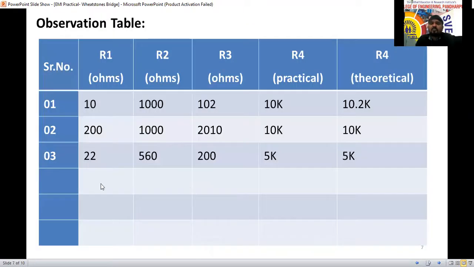So this is the observation table we have to note down here. Serial number, R1, R2, R3, R4. R1, R2, R3 are the known values we have to consider from the kit. R4: practically how much, theoretically how much, after calculation how much we are going to get. This is the observation table. You note it down. Are you noting it down or not? Yes, sir.